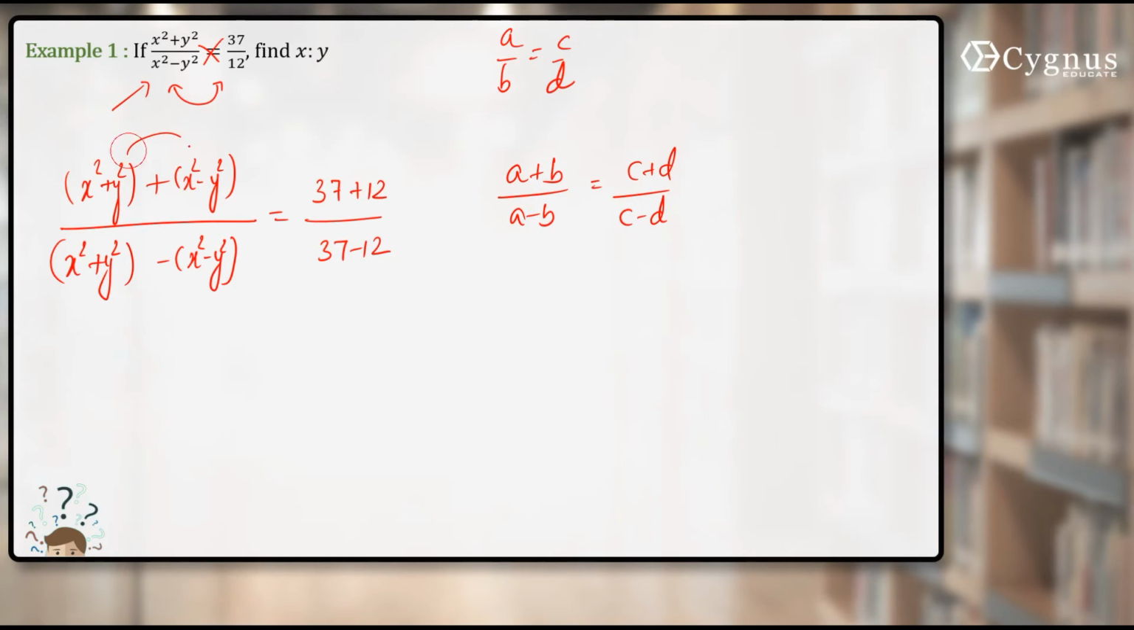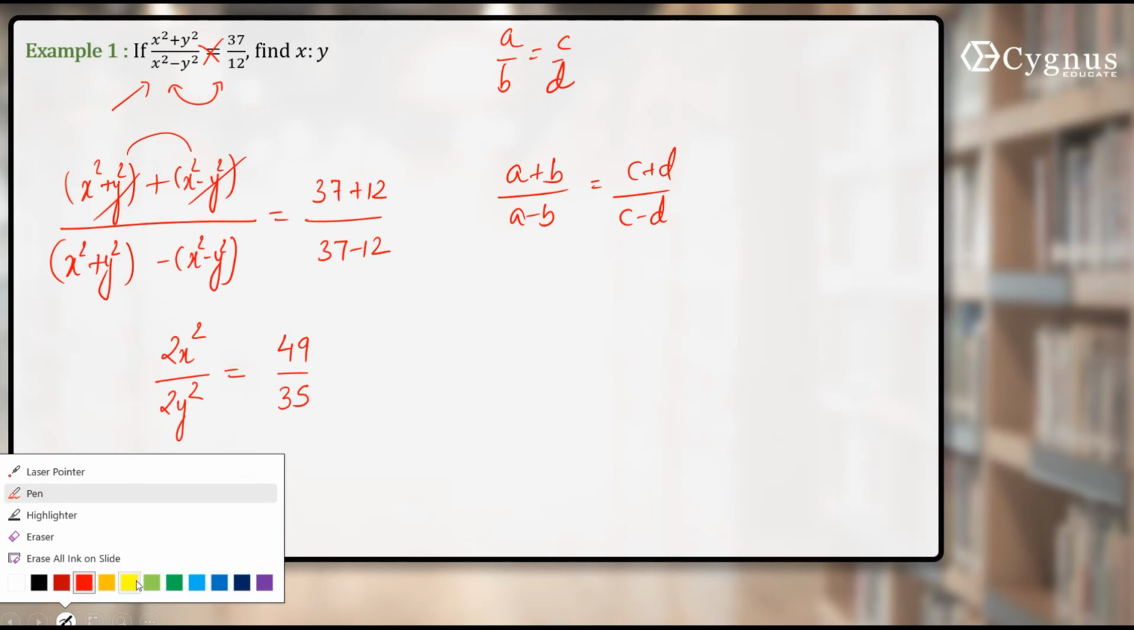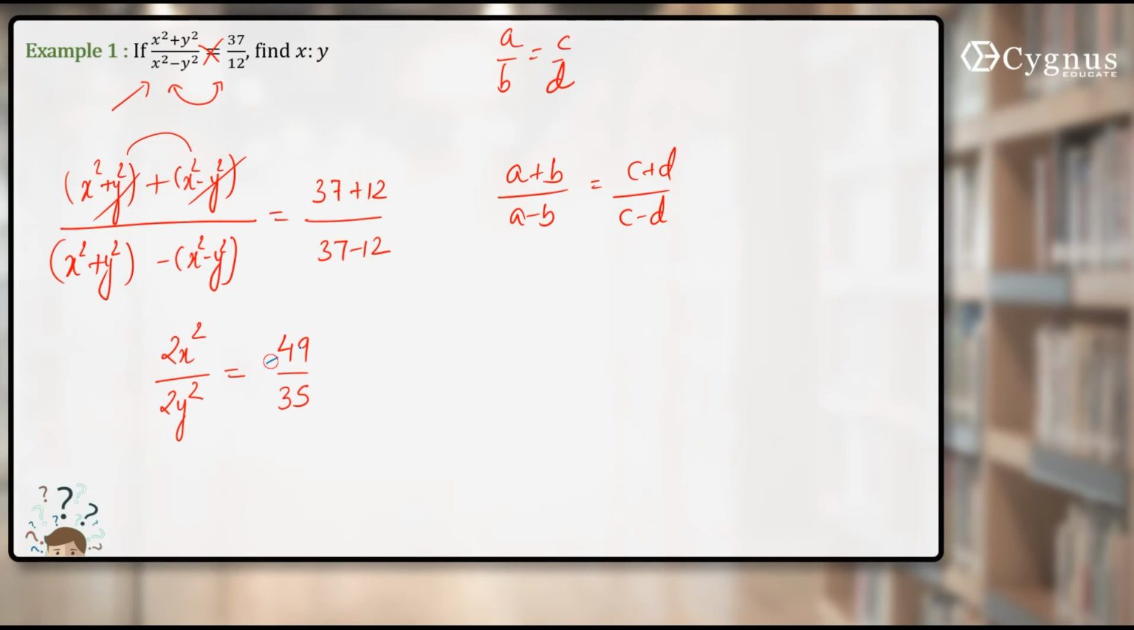Now look at this one. Y square will be cancelled out. You get 2x square. Similarly, from the denominator, x square will be cancelled out and it will be left with 2y square, which must be equal to 49 by 35. Yes or no? 49 by 35, the simplest form would be what? The 7 into 7, 7 into 5.